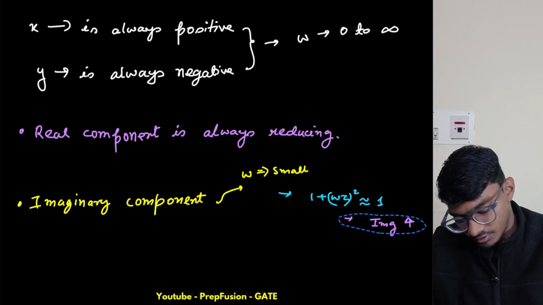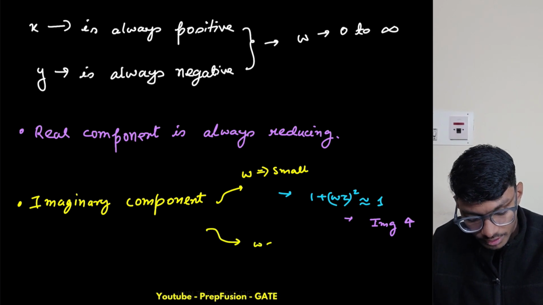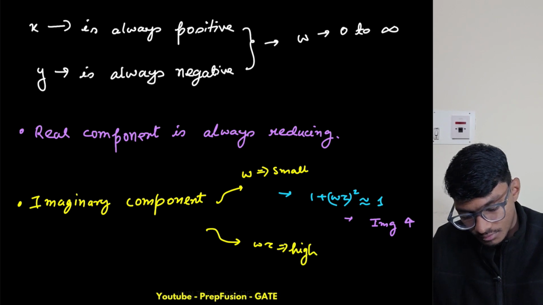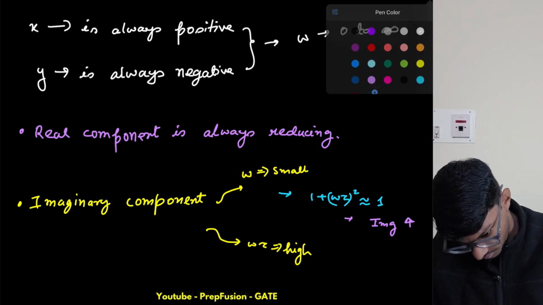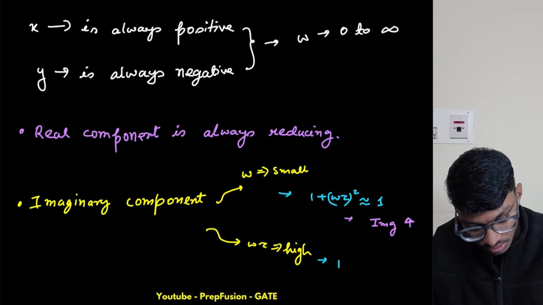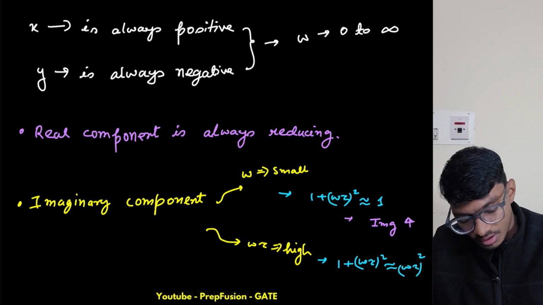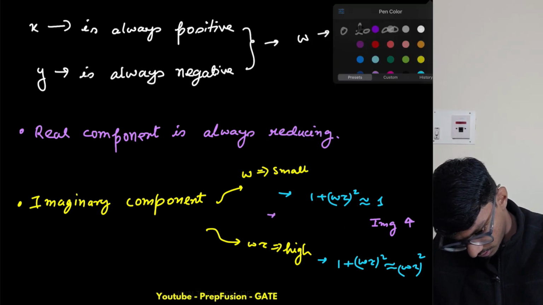Now, what about part 2? If my omega tau is very high, what does this mean? This means I can ignore the 1 this time. So this will be omega tau square itself. So let me write the imaginary component here, there you will understand it better.